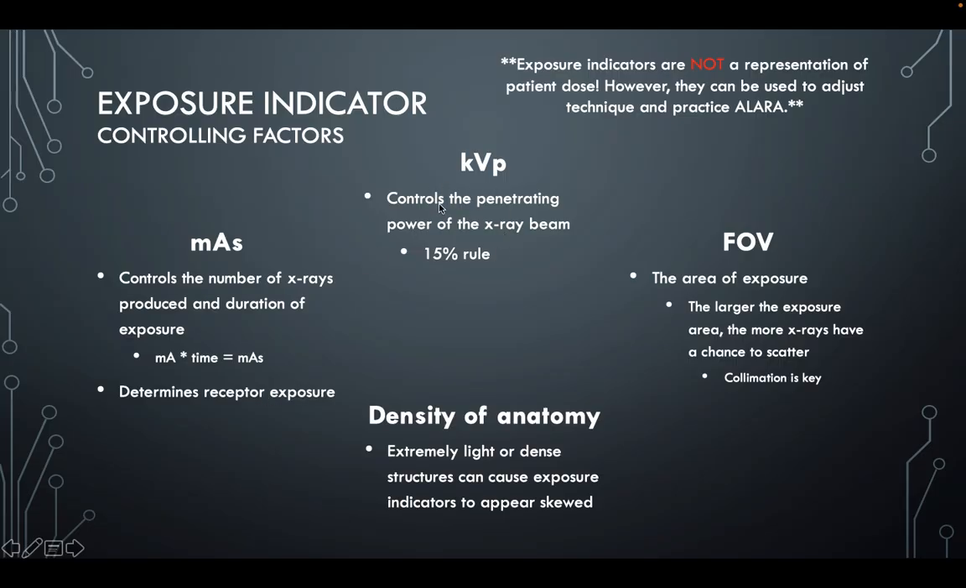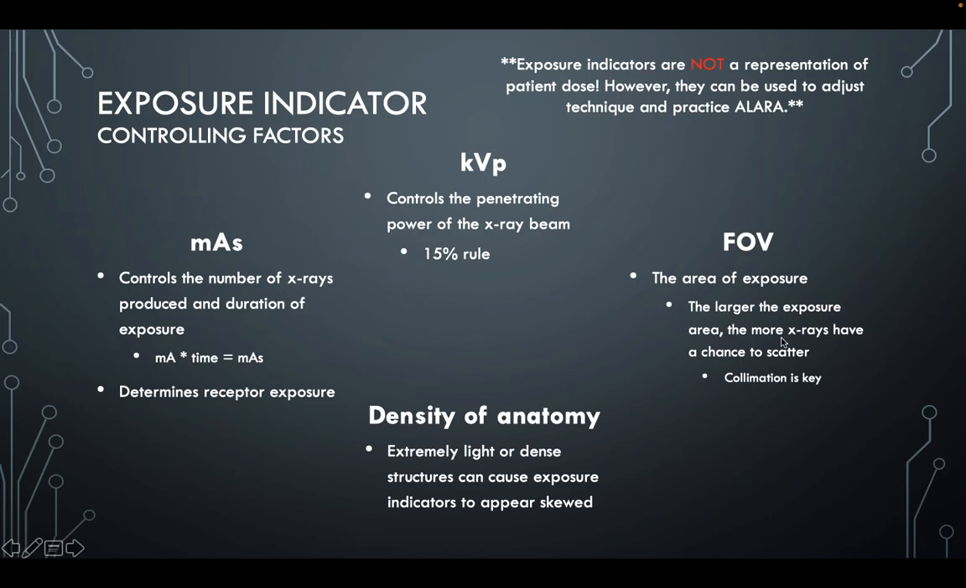kVp, that's my penetrating power or the quality, that is my potential difference of the x-rays. And so my receptor exposure is affected in relation to my 15% rule. So if I increase my kVp by 15%, and I didn't really take into account my mAs, I have increased my receptor exposure.